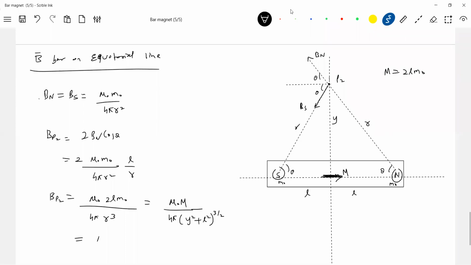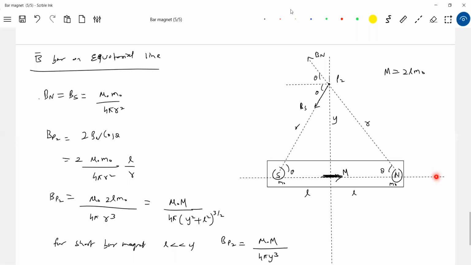This is the thing. For a short bar magnet, Y will be greater than L. For a short bar magnet, L will be very much less than Y, or Y will be greater than L. So then the magnetic field will become mu naught M by 4 pi y cube. I think it's quite simple, no?